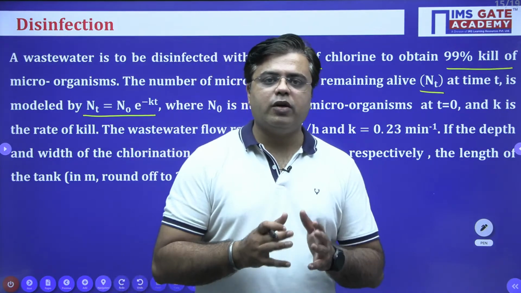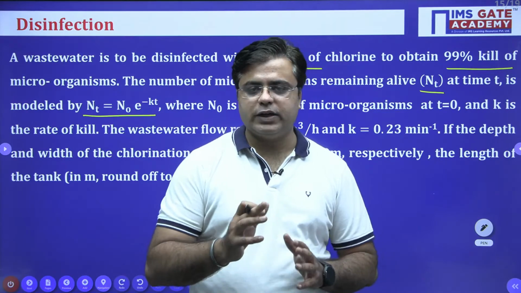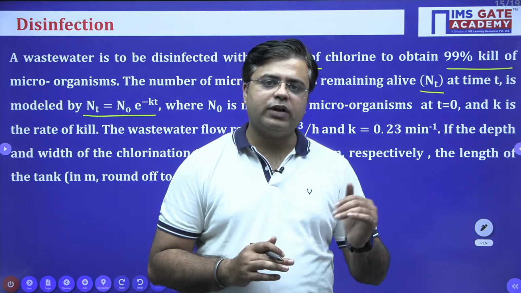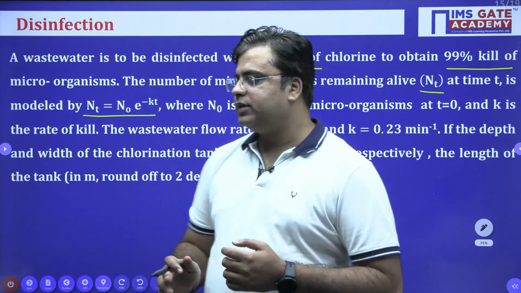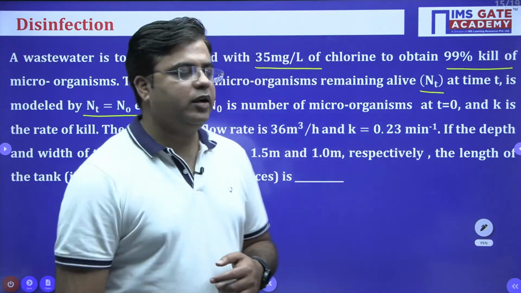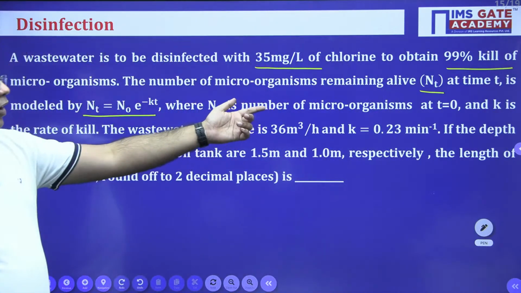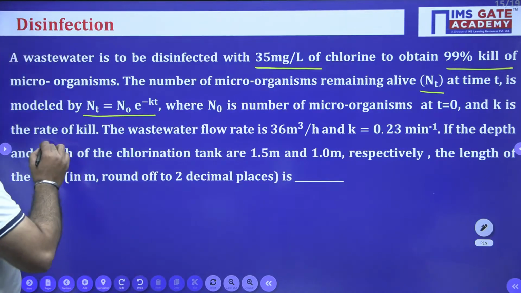Directly the Chick's law is given to you. Number of microorganisms keeps on getting reduced while the disinfection is ongoing, right? After any time t, the number of microorganisms nt which are alive is equals to n naught into e raised power minus kt, where n naught is the number of microorganisms at time t is equals to 0 and k is the rate of kill.